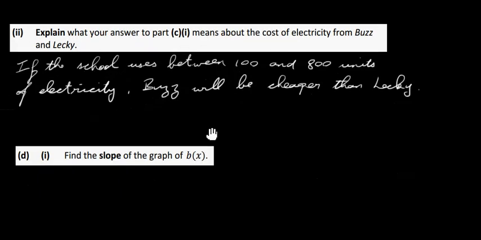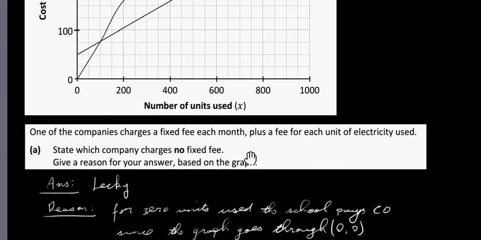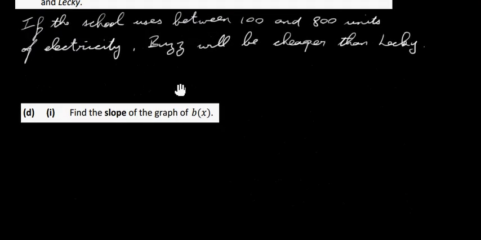Okay, so next one then, find the slope of the graph b of x. So again, to go back up here, b of x is a straight line, so we can find the slope of this. So what do we need to find the slope of a straight line? Well, we need 2 points. Now the 2 points I'm going to use are the 2 points at the ends of the line. So I'm going to use this point here, which has coordinates 0, 50. I'm also going to use this point up here, which has coordinates 1000, and over here we've got 325. So they're the 2 points I'm going to use. So let's go down here and do that.